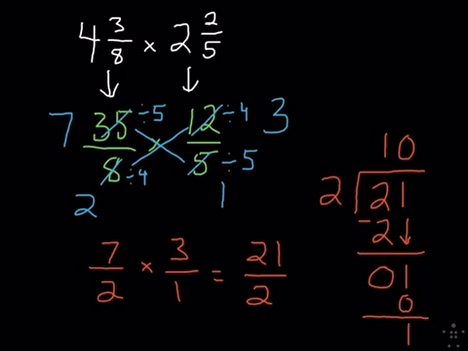And after we subtract, what would be our remainder now becomes our numerator, and our divisor is our denominator. So 4 3/8 times 2 2/5 equals 10 1/2 by following those 4 quick steps. All right, good luck.